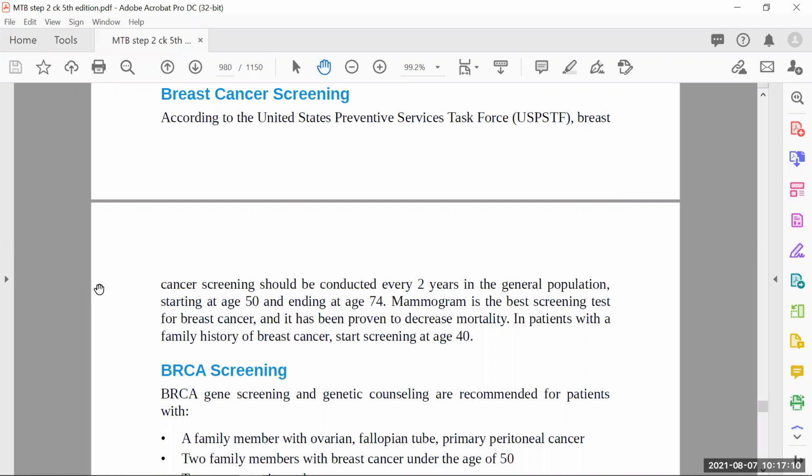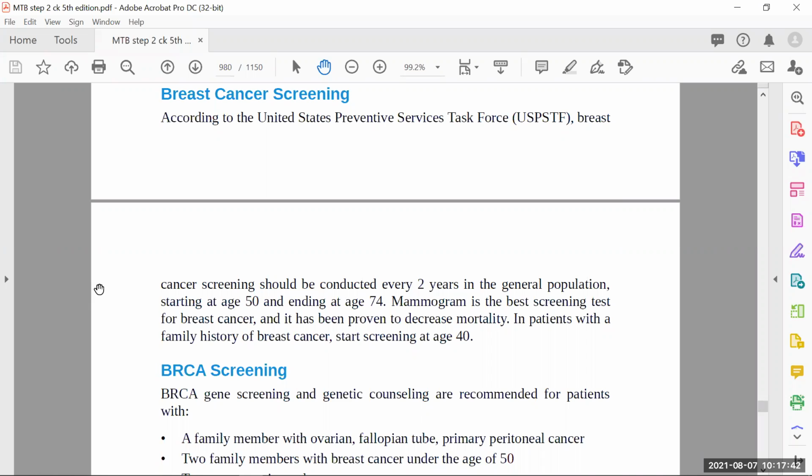But if the patient has a family history of breast cancer, for example her mother had breast cancer at a late age, or her sister or her aunt had breast cancer, so if you find any kind of breast cancer in her family, maybe a first degree relative or a second degree relative, then you should counsel your patient to start screening a bit earlier compared to the normal one. In that case, you will start screening at 40 years.